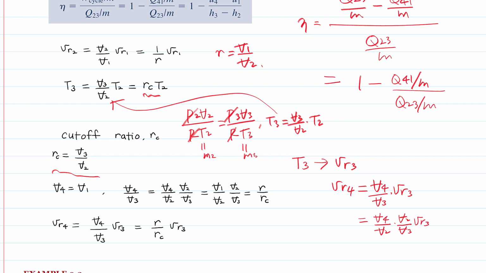Process 4-1 is a constant volume process, so V1 equals V4. V1 over V2 is the compression ratio. V2 over V3 is the reciprocal of the cutoff ratio. So from vr3, we can get vr4. And from vr4, we can get the properties at state 4, including the temperature.